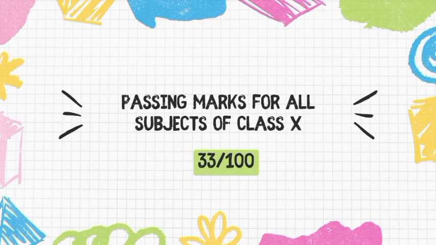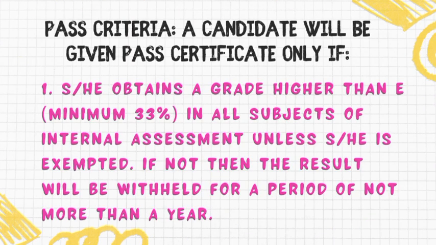As you all know, the minimum passing marks are 33 out of 100 for all the subjects. Here, theory and practical marks are combined, but there are certain other criteria as well which you must know. Among them, let us see the first criterion.